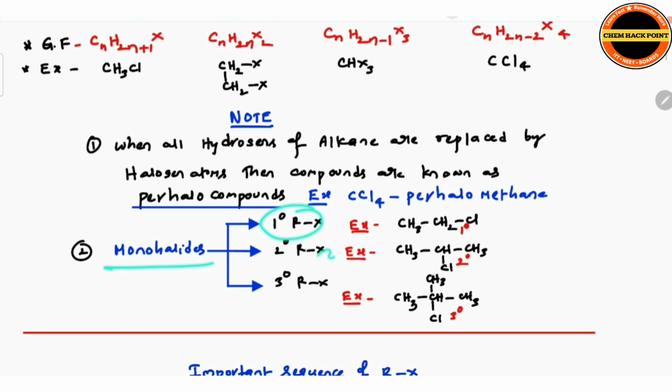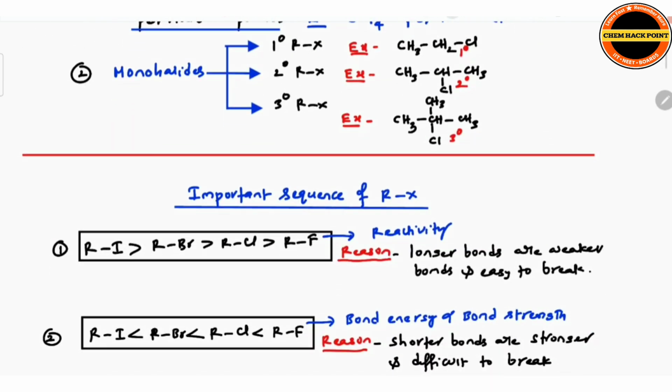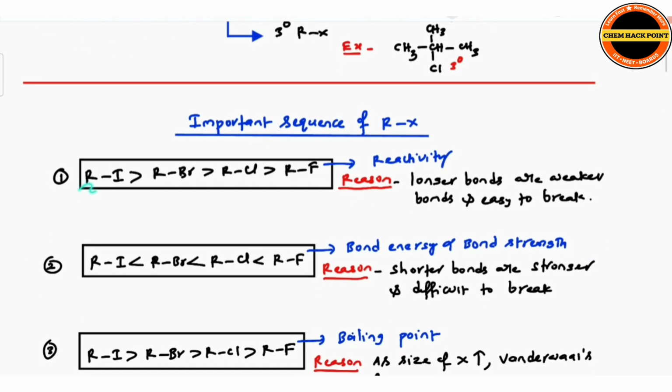Monohalides: primary alkyl halide, secondary alkyl halide, tertiary alkyl halide. Primary alkyl halide is where halogen is attached to a primary carbon, secondary where halogen is attached to a secondary carbon, tertiary where halogen is attached to a tertiary carbon. Important sequence of alkyl halides. Reactivity follows this sequence. Longer bonds are weaker bonds, easy to break. Easy to break, reaction occurs readily.